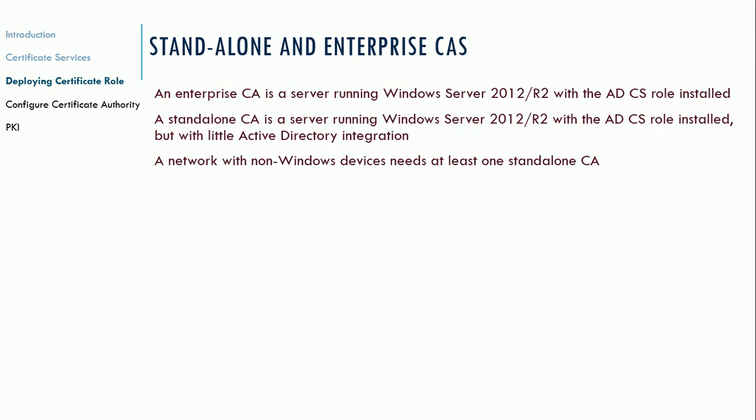So standalone versus enterprise. An enterprise CA is a server running Windows Server 2012 with the Active Directory Certificate Services role installed. A standalone CA is a server running Windows Server 2003 with the role installed, but with no or very little Active Directory integration. Now the thing is, if you have non-Windows devices on your network, then you're probably going to need at least one standalone CA. So you would probably have both of these configured both ways. At least two servers on your network providing these services, although in many cases you'll have more than two.